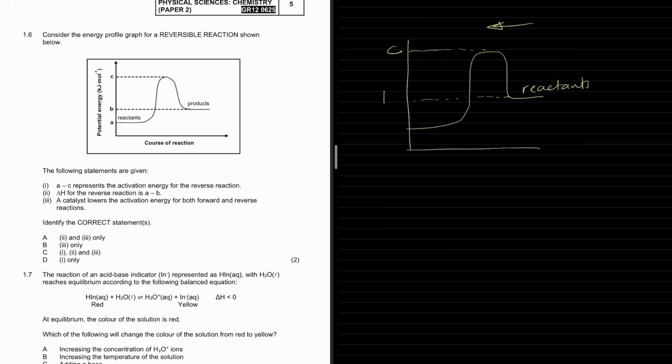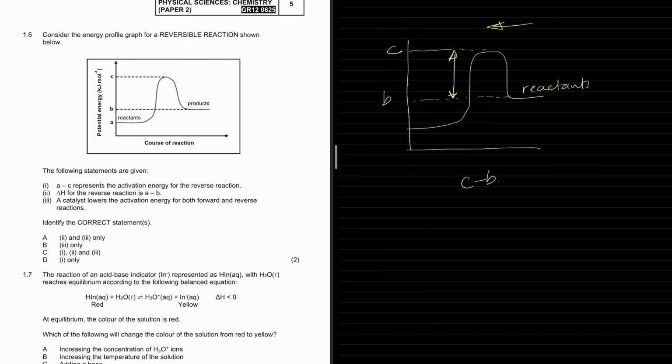Okay, let's go through one by one. So if we want to check point 1, A minus C represents the activation energy for the reverse reaction. So if I had to just sketch this out again here. So reverse reaction means we're reading it this way. Activation energy is going to be the energy that's here. So this is going to be reactants, and this is going to be the value C, and this is going to be the value B. So the activation energy for the reverse reaction is going to be C minus B. So point 1 is incorrect.